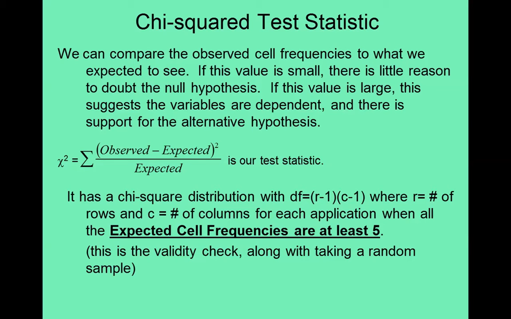Now this is going to be valid when all of your expected cell frequencies are at least 5. Okay, so that's going to be your validity check along with taking a random or representative sample.